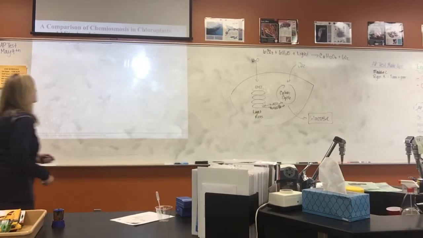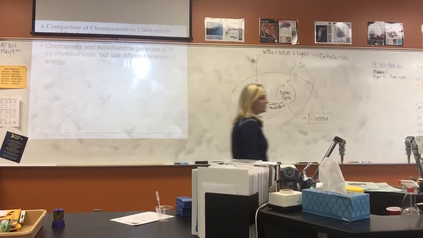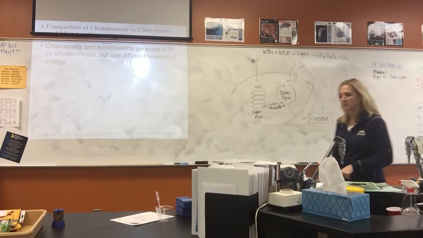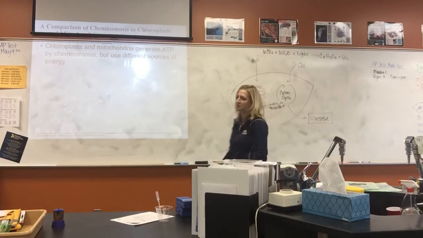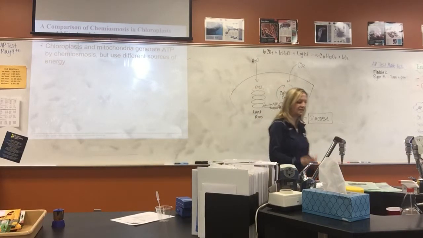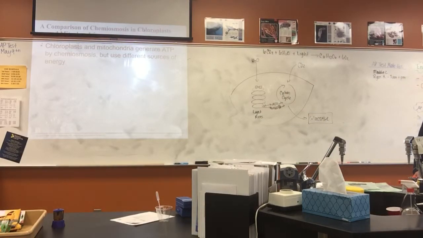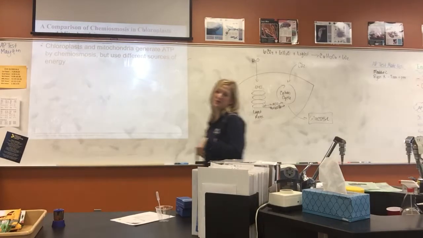So chemiosmosis occurs in both places. Chloroplast and mitochondria both generate ATP by this process of chemiosmosis. The H plus is diffusing through this ATP synthase so that it's in the right shape, so that it can put the ADP and the phosphate together, which is what we just looked at. I wanted you to look at the second bullet and see if you could fill in the blanks.